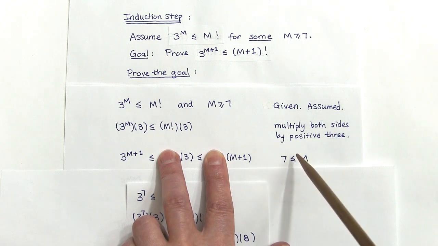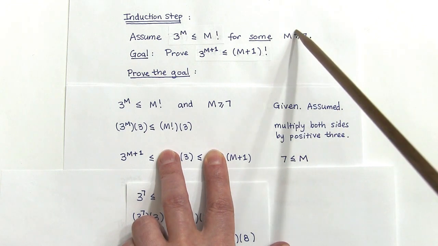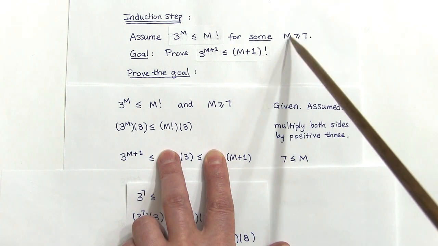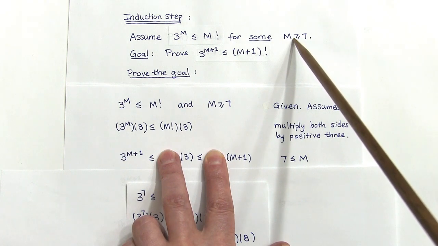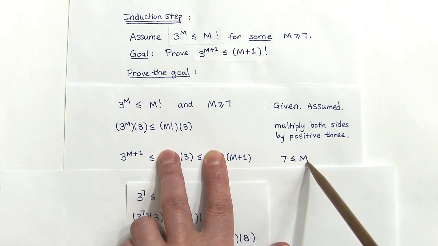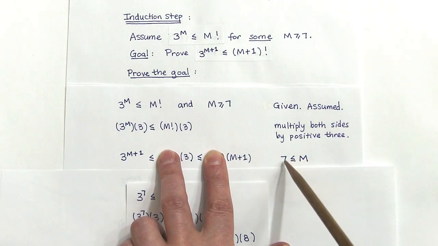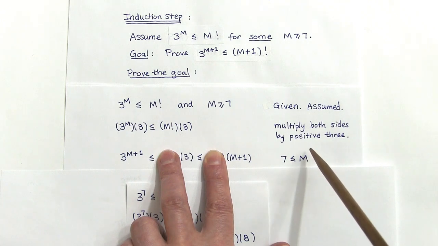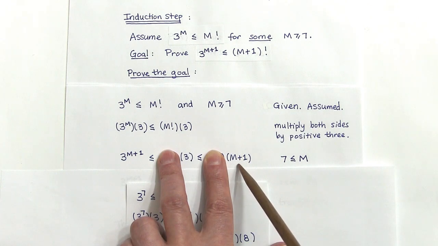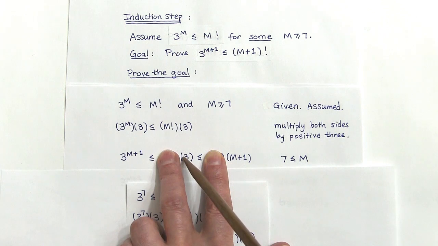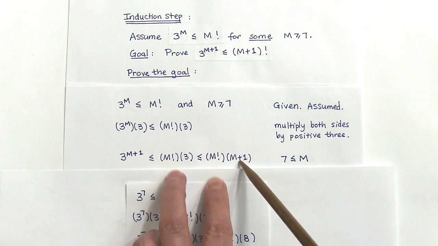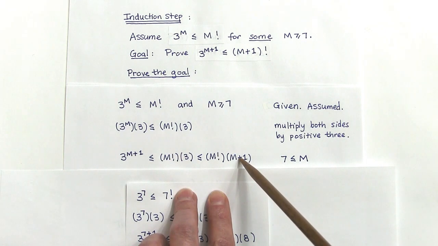Oh, but wait a minute. We've made one more assumption in our induction step about the value of m. We've assumed that m is greater than or equal to 7. If that's the case, then m plus 1 is even greater, isn't it? So if m is greater than or equal to 7, then m plus 1 is greater than or equal to 8, which is certainly greater than or equal to 3. And that's how I reason that this step is correct.